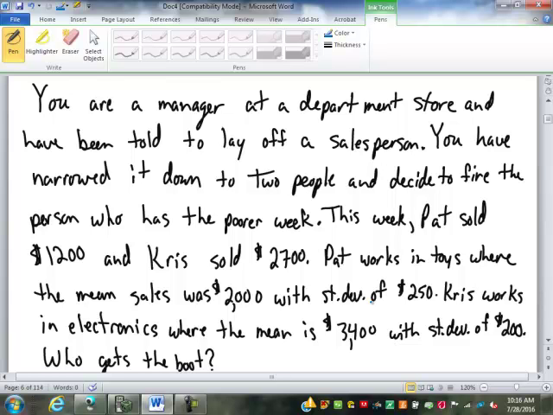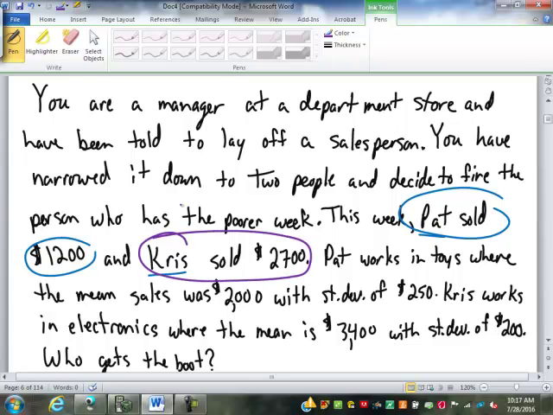You've been presented as the manager of a department store, and you've been told that you have to get rid of one salesperson. You've got it narrowed down to 2 people, and whoever has the worst week next week is the salesperson you're going to get rid of. So, you've got it narrowed down to Pat and Chris. And this week, Pat sells $1,200 and Chris sells $2,700.